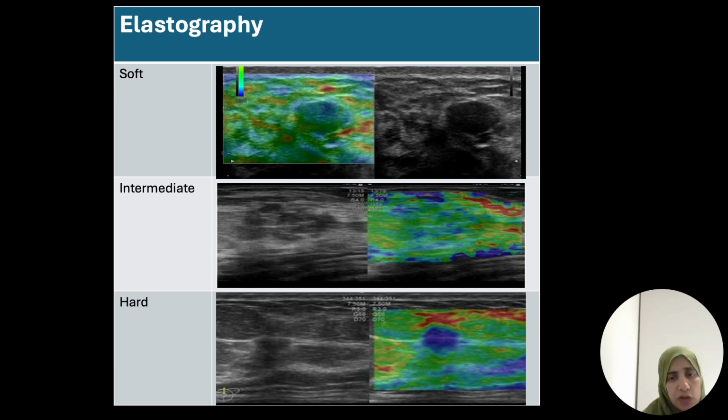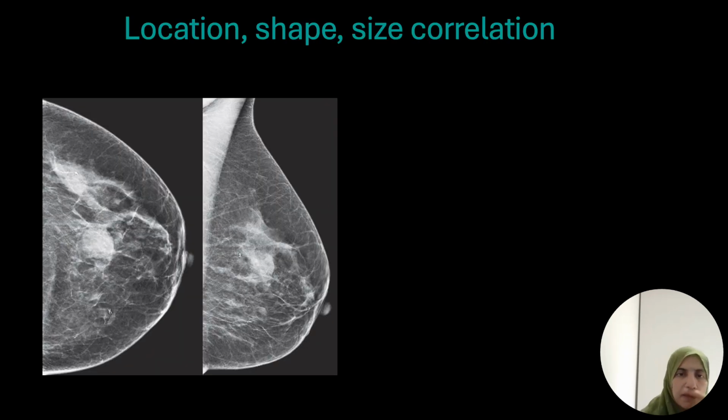This is the elastography used at many centers to decide about the stiffness of these lesions. The color coding differs from one machine to another. In this machine, the dark blue color means it's stiff. So the stiffer, the more blue, the more likely it is to be malignant. So, just examples about correlating mammogram and ultrasound.